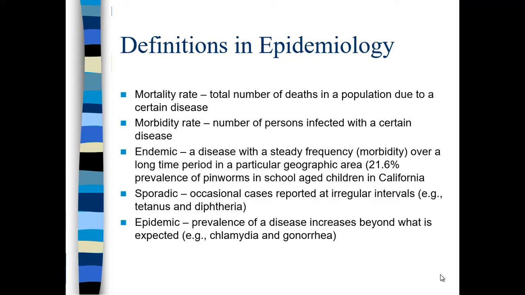We're currently seeing epidemic proportions of chlamydia, not necessarily gonorrhea, but chlamydia is at a higher rate than what we would expect in a population, and so it's considered an epidemic. A pandemic is just an epidemic that spreads over multiple continents. So if somebody has a particular disease, like the swine flu epidemic of 2008, and they travel to a different continent and they spread that disease, then it becomes a pandemic.